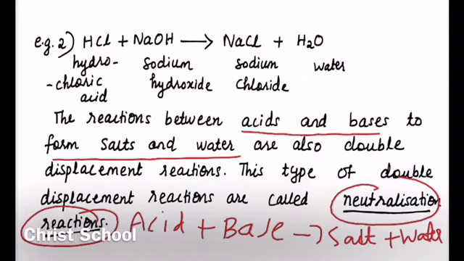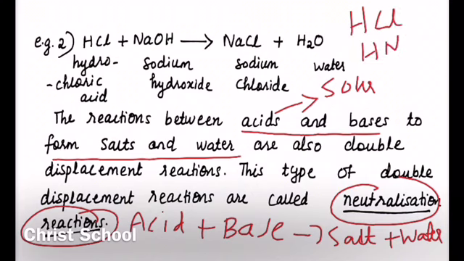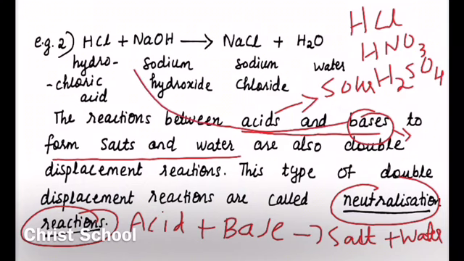Then what do you mean by acid? Acids are the chemicals which have a sour taste. For example, we will study some examples of acids: hydrochloric acid HCl, nitric acid HNO3, sulfuric acid H2SO4. We have written some chemical formulas. Then base. What do you mean by base? Bases or alkalis are bitter in taste. Then what are the examples of base? Bases will be mainly metal hydroxides. Metal hydroxides are called bases.